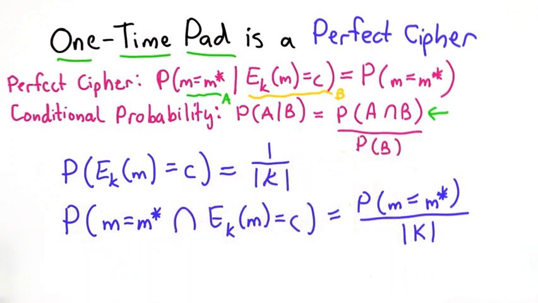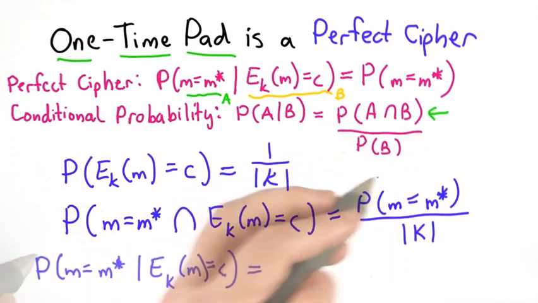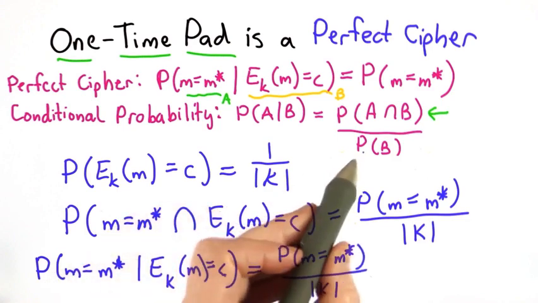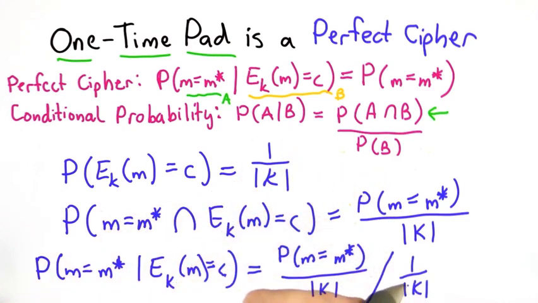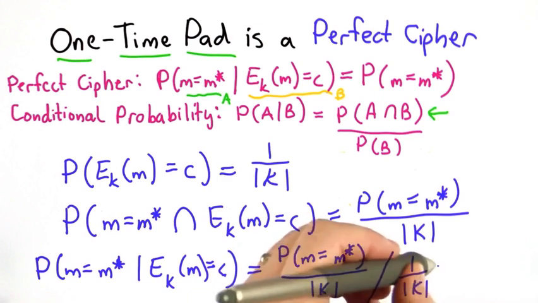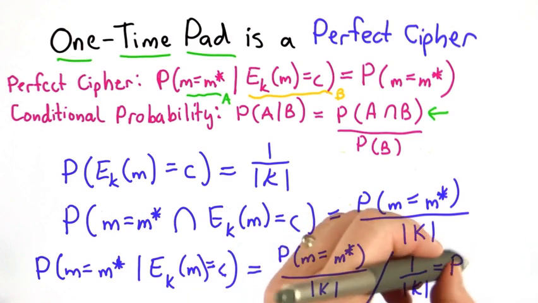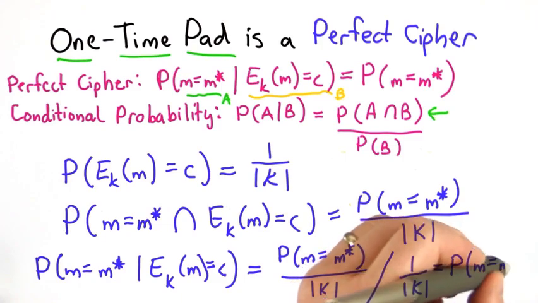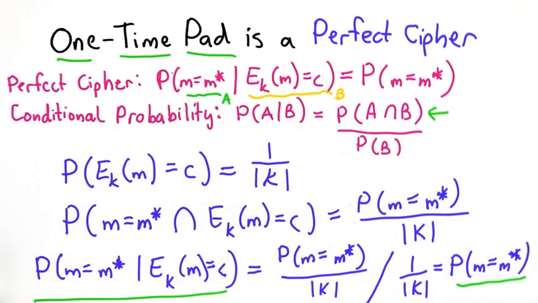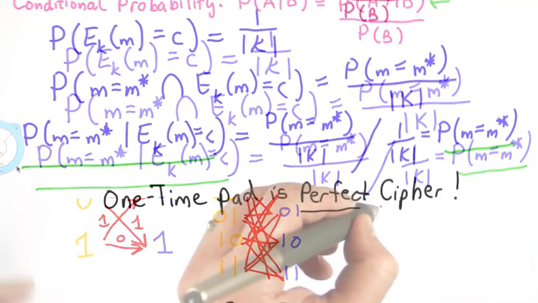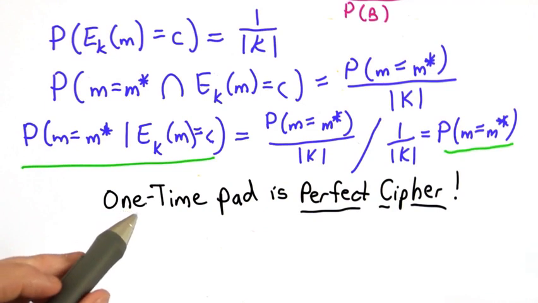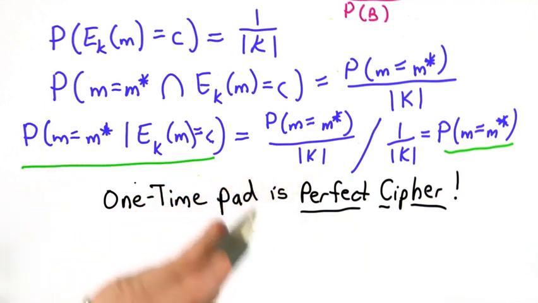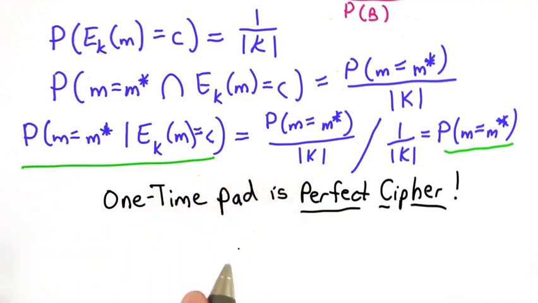Now we just need to plug them into our conditional probability formula. We're going to have this on top, and we're going to divide that by the probability of B, which is 1 over K. The 1 over K's will cancel out, leaving us with the probability that the message is equal to M star. And that's exactly our definition of a perfect cipher. So we can conclude that the one-time pad is a perfect cipher. It exactly satisfies the definition of a perfect cipher, where the ciphertext reveals nothing at all about the message.